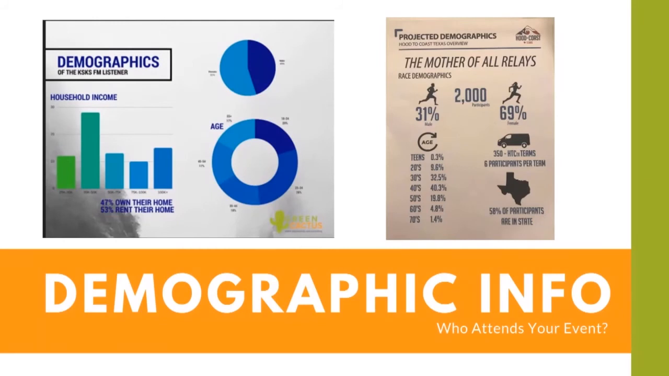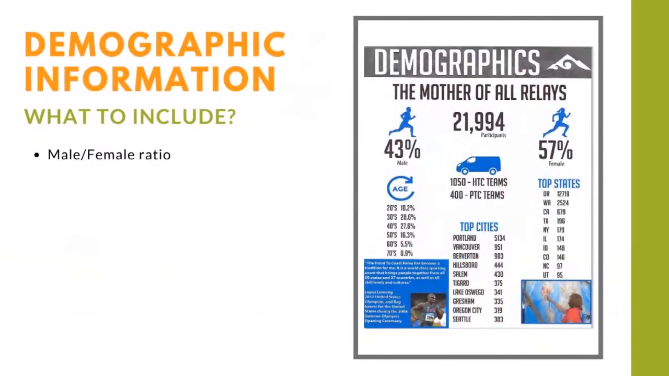Just because you haven't had an event doesn't mean that the sponsors don't want to know about the anticipated patron. These demographics are based off of other races they've done, and the area that they're in, and also other events in that same category and those same areas. So what demographics do you want to include? You want to make sure that you're including the male to female ratio, the age breakdown, and the location of where your patrons are coming from.